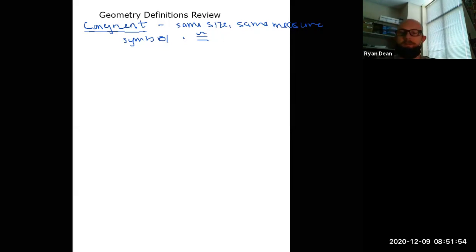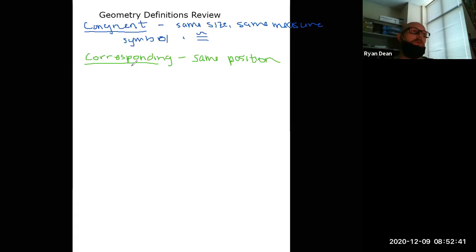Okay, the next thing that was on our list was corresponding. Okay, when something is corresponding, that means that it's in the same position, right? This is from our parallel lines unit. Corresponding means same position. Okay, corresponding means same position. So there's a few different ways that we're going to use corresponding in this unit.